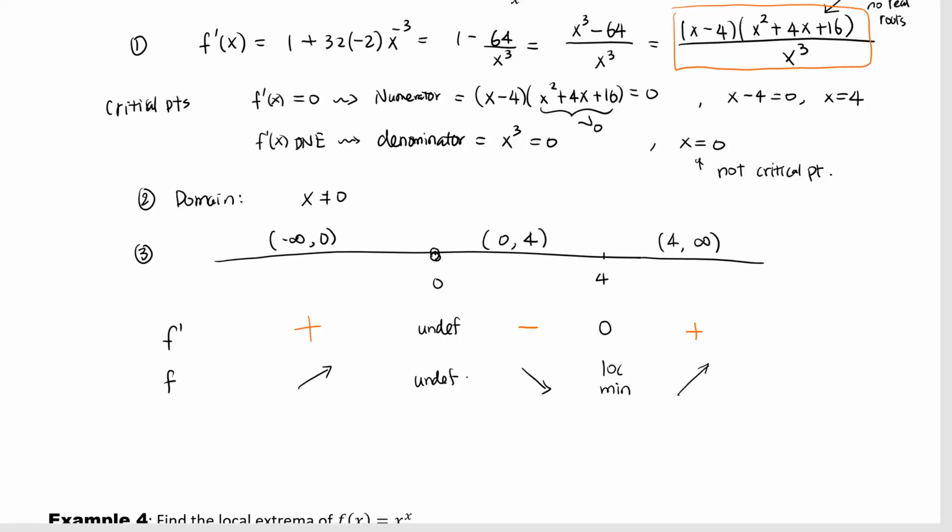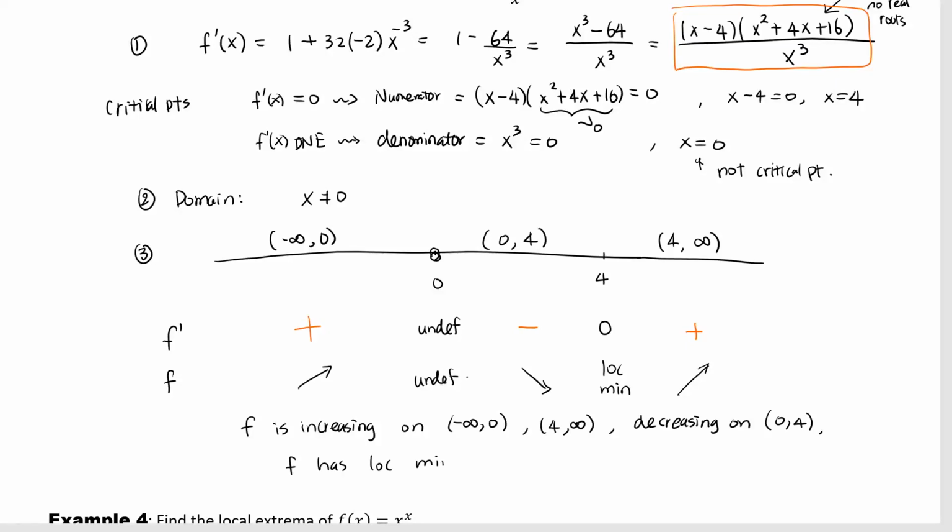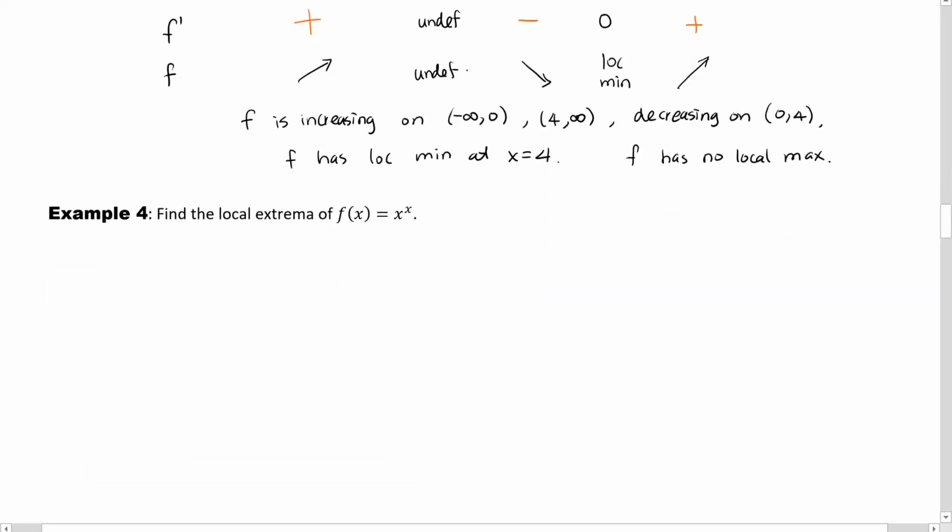Okay, so you can answer the problem like this: f is increasing on -infinity to 0 and 4 to infinity, decreasing on 0 to 4. f has a local min at x equals 4, and f has no local maximum. Okay, all right.